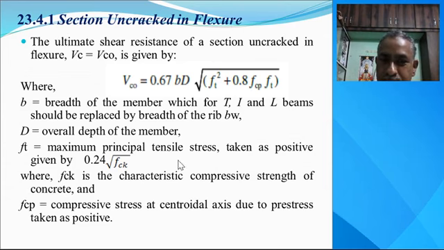ft is the maximum principal tensile stress taken as positive, given by 0.24 under root of fck. That means it depends on the grade of concrete. fck is the characteristic compressive strength of the concrete. Now fcp is the compressive stress at the centroidal axis due to prestress, taken as positive, and ft is equal to 0.24 root fck.